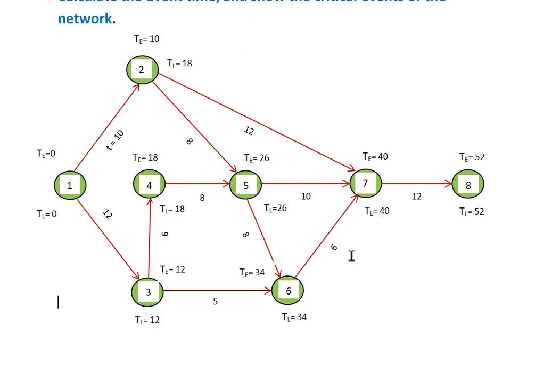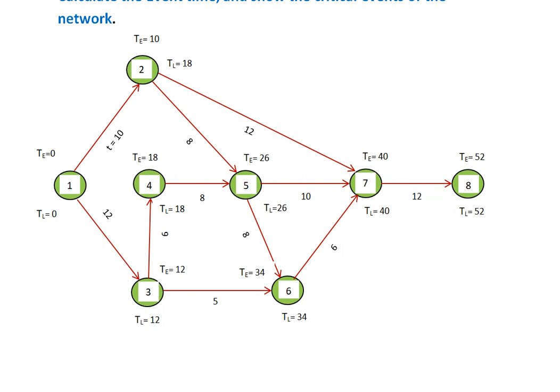So these are the critical events. Except event 2, where the slack is 18 minus 10, 8. So 2 is not a critical event, and the rest of the events are critical. That means 1, 3, 4, 5, 6, 7, 8. So these are the critical events.